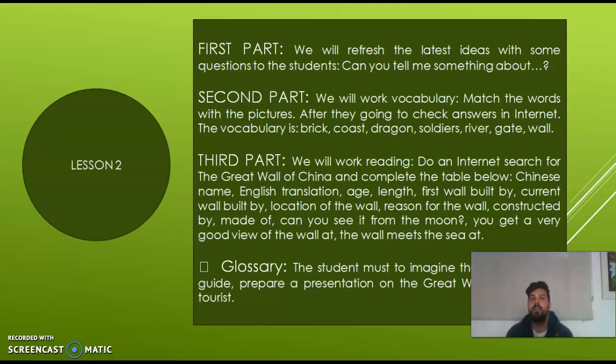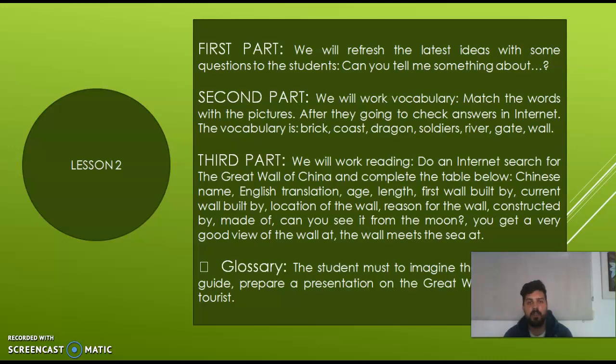In the second part, we will work on vocabulary. Match the word with the pictures. After, they are going to check the answers on the internet. For example, the vocabulary is brick, coast, dragon, soldiers, river, gate, or wall.